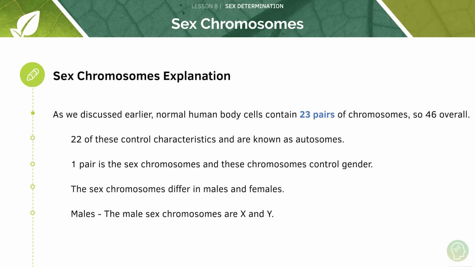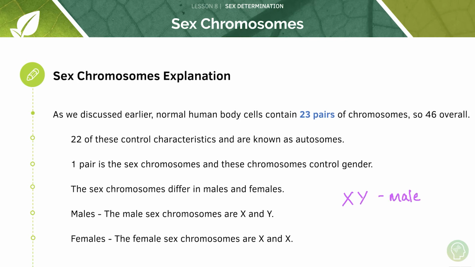In males, the sex chromosomes are X and Y, whereas in females they're X and X. So if we have an XY person, that's a male. And if we have an XX person, that's a female. Okay, so those are your sex chromosomes.